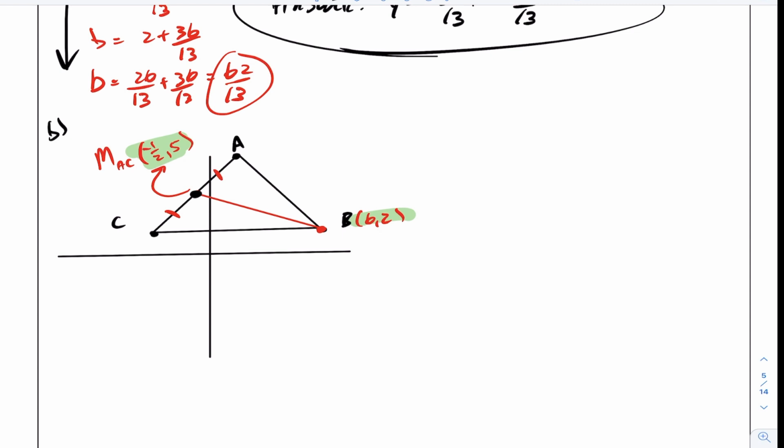Okay, so moving on here, we want to find the perpendicular bisector of line segment AC. Well, the perpendicular bisector goes from the midpoint of line segment AC out at 90 degrees. So we're looking maybe something like that. So I want to find the equation of this line here. Well, what do I know? I know that the line passes through the point minus 1/2 and 5, and I know it's perpendicular to the slope of AC.